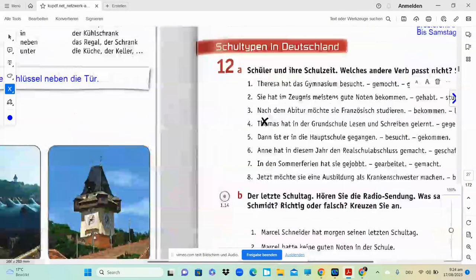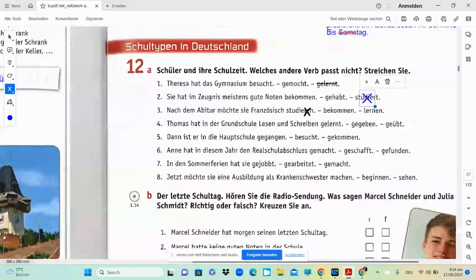Nach dem Abitur möchte sie Französisch studieren, bekommen or lernen. What will pass? Studieren will go with lernen. Okay, so we are going to cross bekommen. Thomas hat in der Grundschule lesen, schreiben gelernt, gegeben or geübt. Geübt is to practice. So he practiced reading and writing, not gegeben. Okay, gegeben is to give.